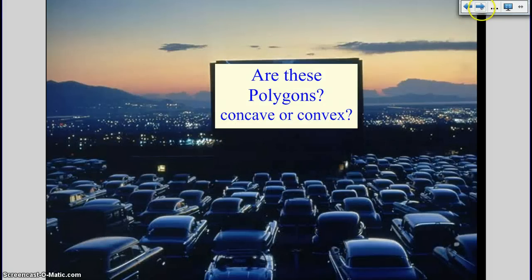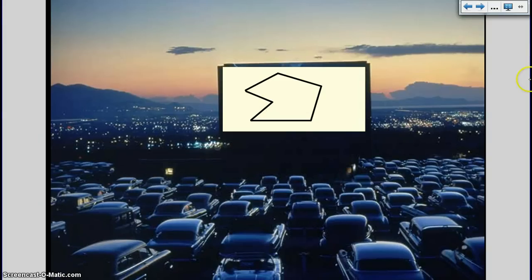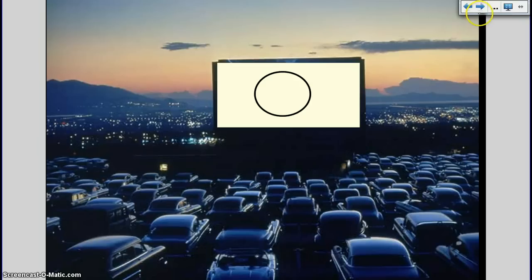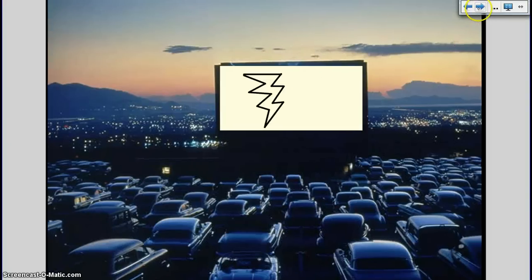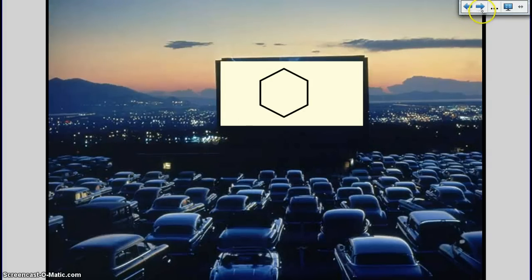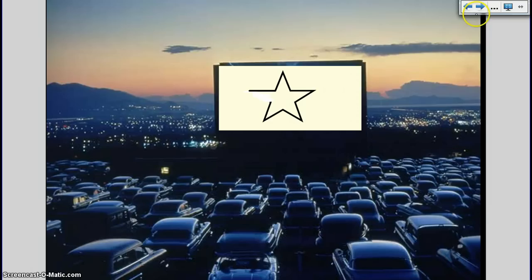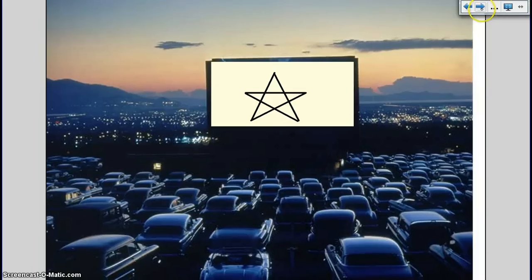Are these polygons concave, convex? That is a, whoops, he has me a cave. That is a concave polygon. Here, is this a polygon at all? I think not. This is actually a circle. Remember, a polygon has straight line segments. Here I have a concave polygon. Here I have a convex polygon. Here I do not have a polygon at all because it is not closed. This is a concave polygon.